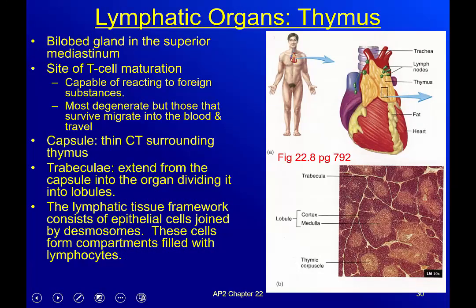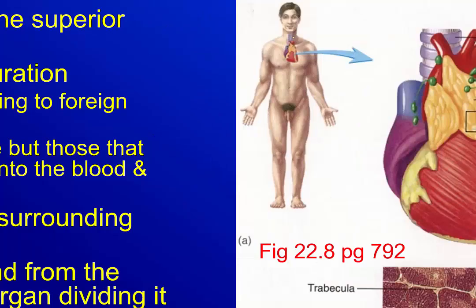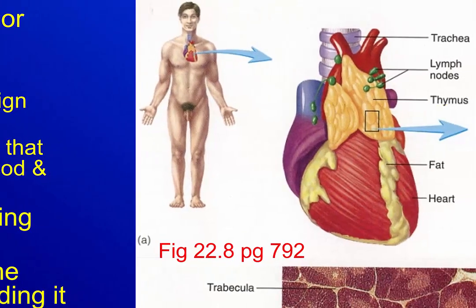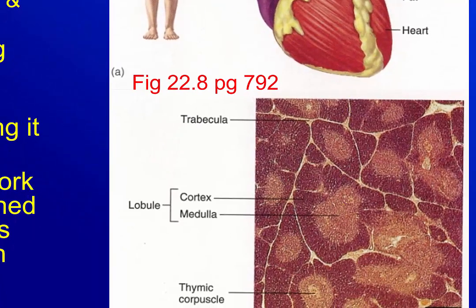So the thymus. This is the thymus right here. It sits above your heart but behind your sternum. Looks like this. Okay? In slides, it looks like this. You can see that we've got a medulla, a middle, and a cortex.